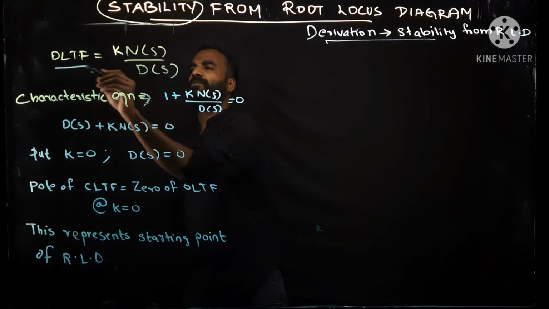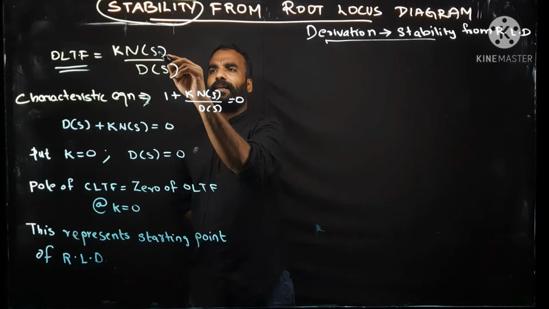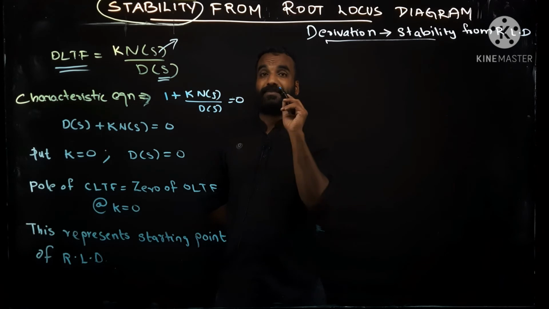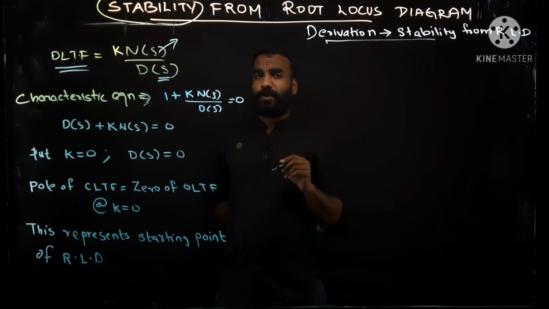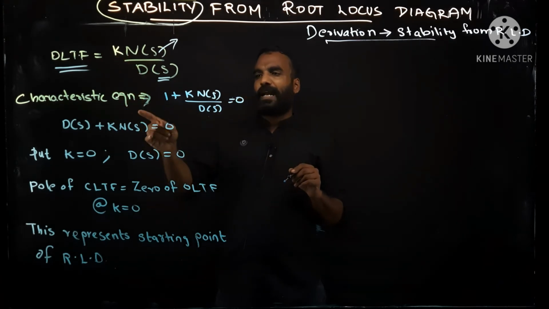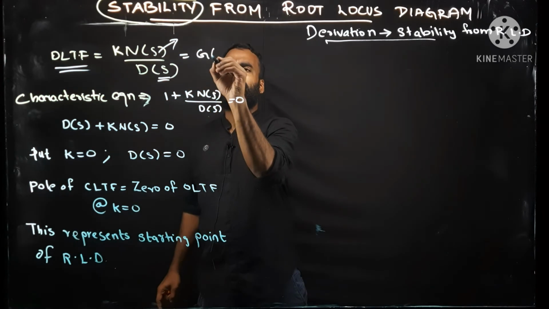So open loop transfer function is nothing but k into some numerator in terms of S domain by denominator in terms of S domain. That is n of s by d of s, numerator of s by denominator of s. K should be here because we are going to vary this k. So characteristic equation is nothing but open loop transfer function is g of s h of s.